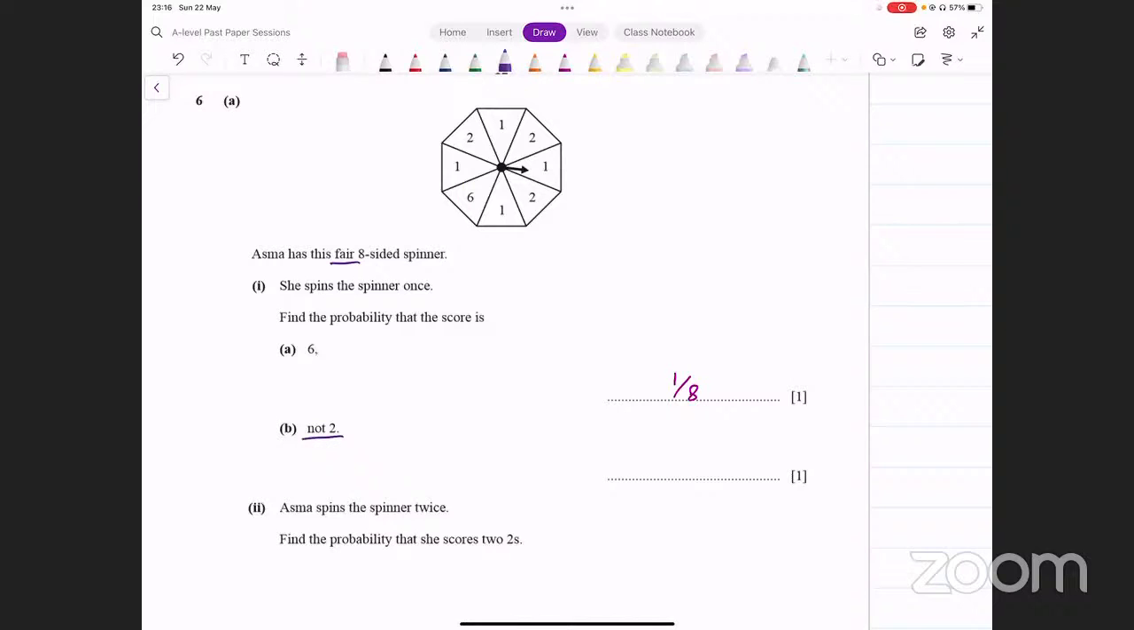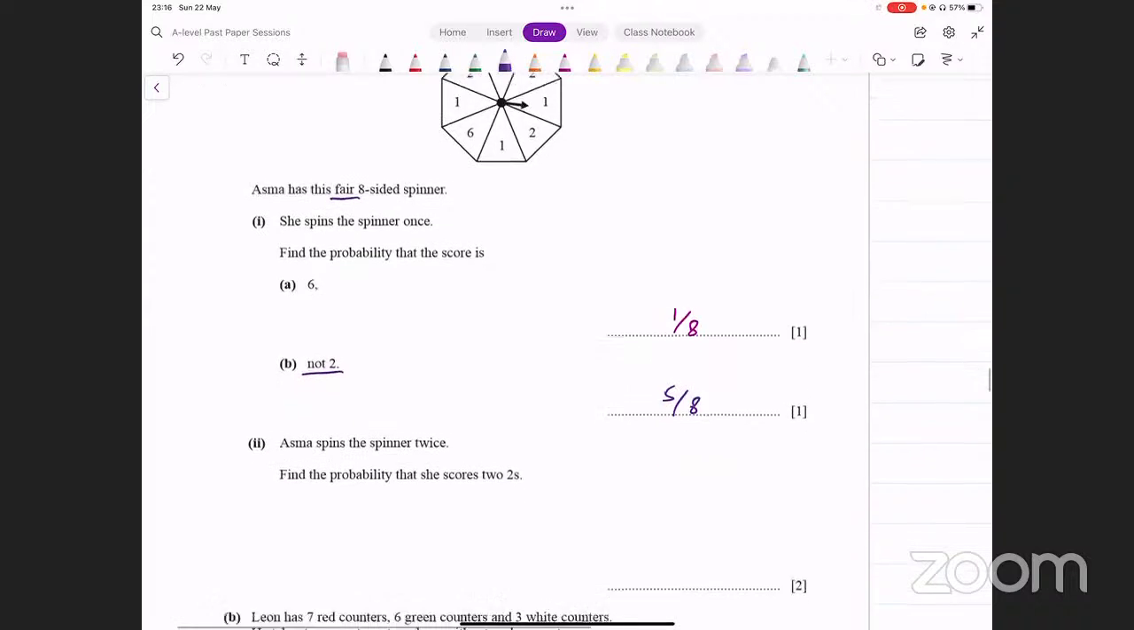So that's 1/8. Now find the probability that the score is not 2. 2 के अलावा बाकी कुछ भी हो सकता है. Now there are two ways of thinking about this. या तो आप 2 की probability निकाल लें, 1 में से माइनस कर दें फिर, या आप 2 के अलावा बाकी सारे काउंट कर लें. 2 के अलावा you've got 1 2 3 4 5. 5 numbers हैं जहां पे 2 नहीं आ रहा. So basically 5 regions हैं जहां पे 2 नहीं आ रहा out of 8. So not 2 की probability कितनी हो जाएगी? That's going to be 5/8. Okay, that's 1 mark as well.